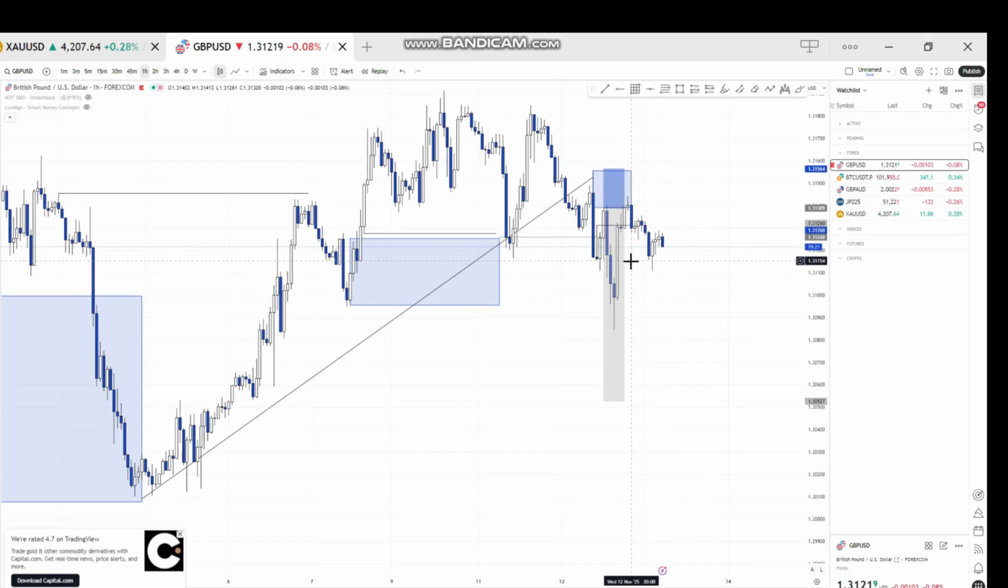So at this point, I'm not exactly sure what the market wants to do. So I might stay clear of GBP USD for today, or at least for this morning to New York session, when I see it clearer.